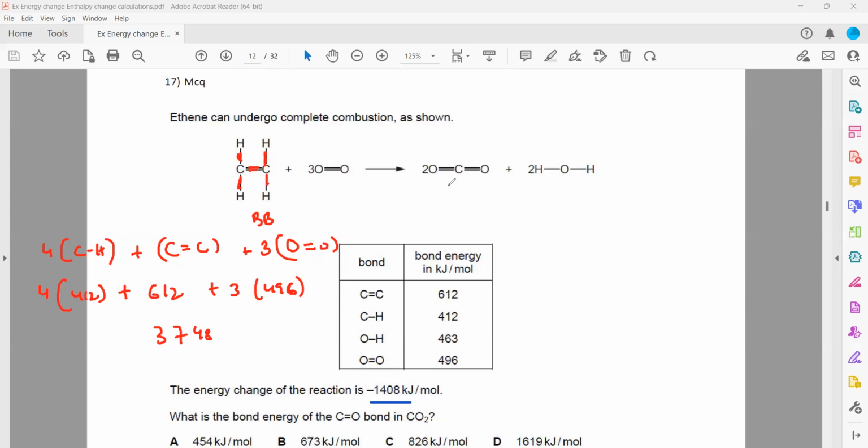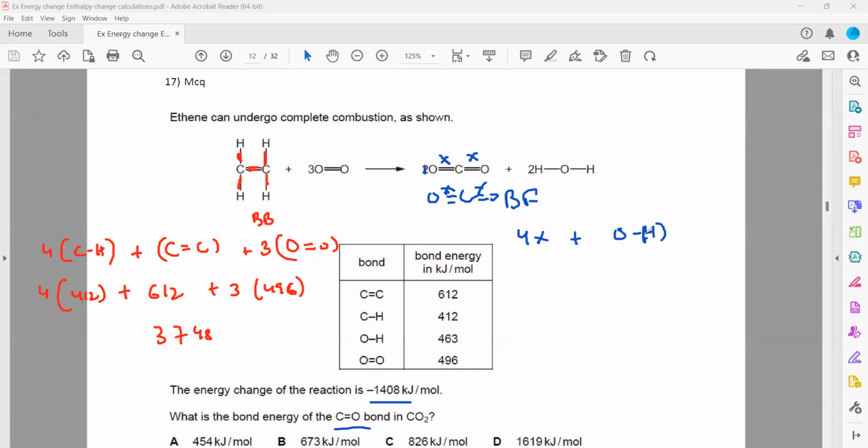Now the bond forming energy, because the product side is bond forming. In one molecule of carbon dioxide, there are 2 CO bonds. We don't know the bond energy for CO, that is what we need, so we say X. In one molecule there are 2 CO bonds, so in 2 molecules there will be 4 CO bonds. So the total will be 4X. Plus in one water molecule, there are 2 OH bonds.